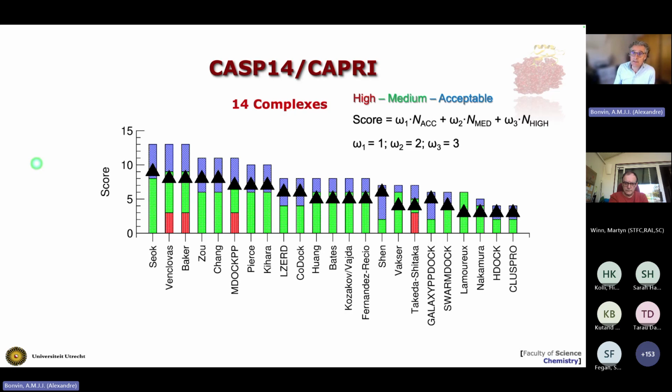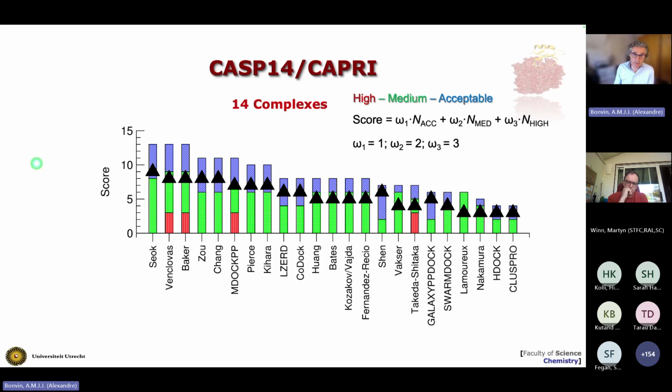So you get 3 points if you submit a high quality model, which will be within 1 angstrom at the interface from the reference, the crystal structure. You get 2 points if you have a medium quality, and if it's acceptable, it's 1 point.